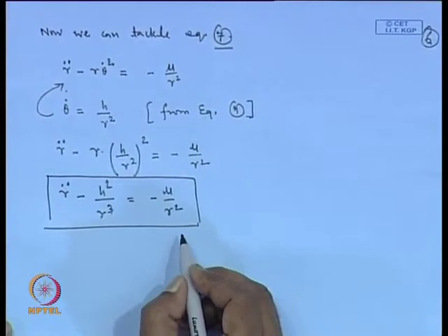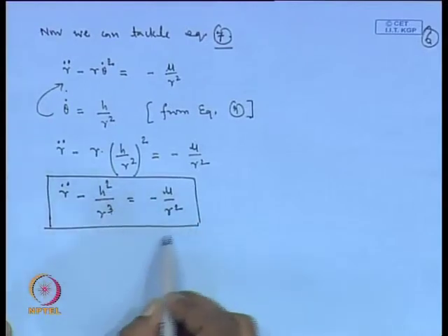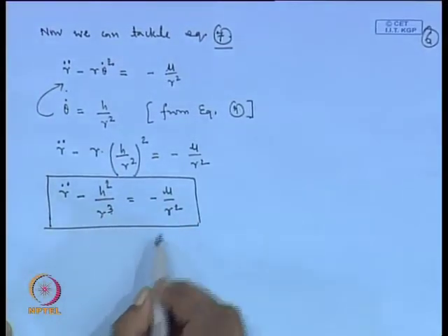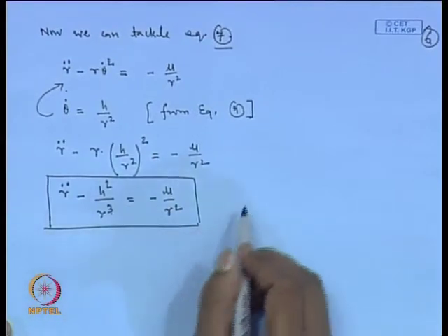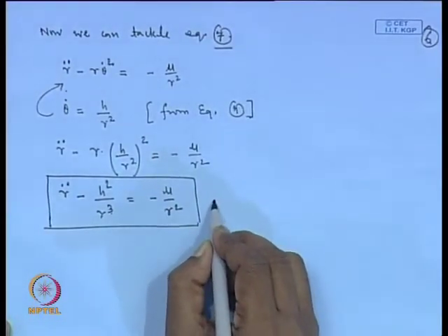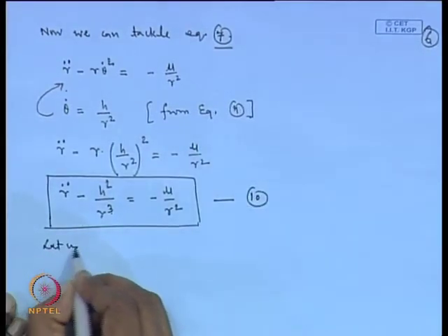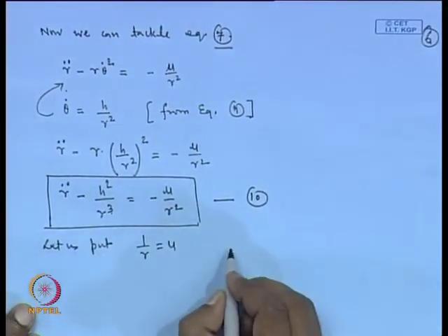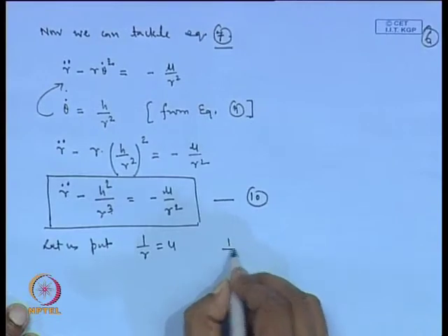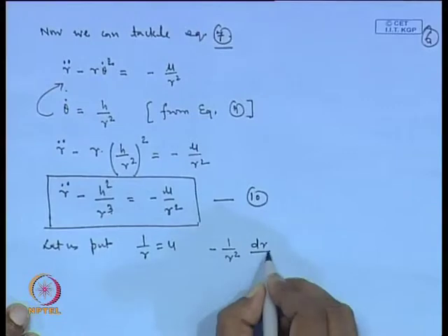Now, this equation, you can see, in the usual way we cannot solve it, but if we do some manipulation it will become easier to solve. So, this we write as equation number 10. Now, let us put 1 by r is equal to u. Therefore, 1 by r square with a minus sign, dr by d theta.